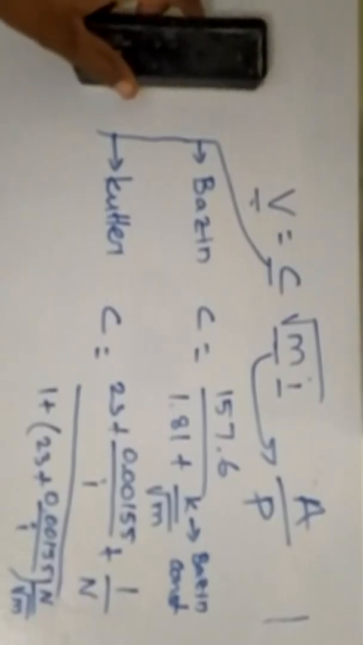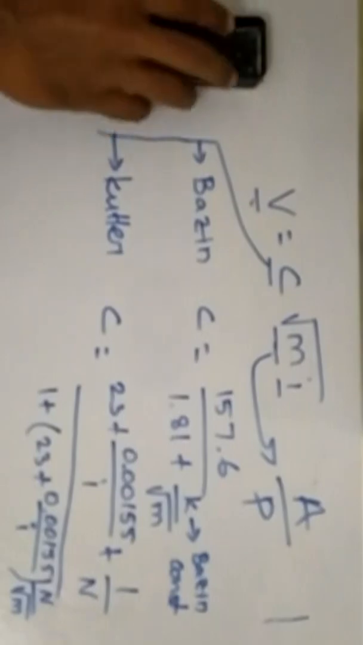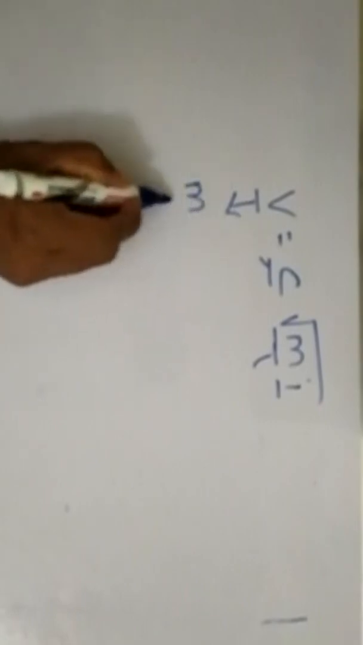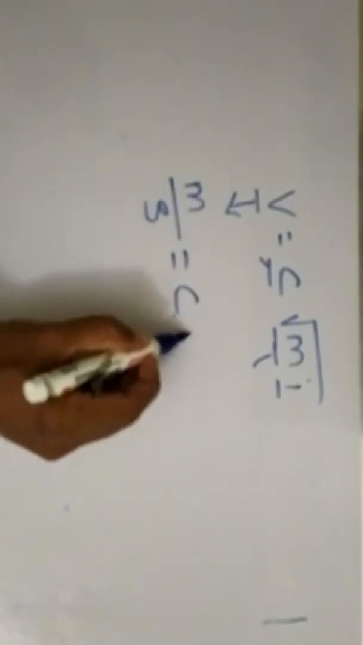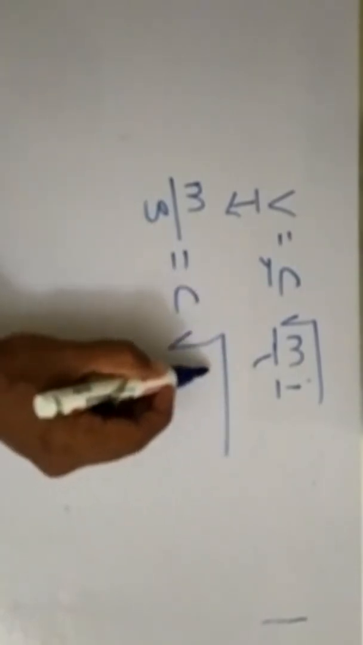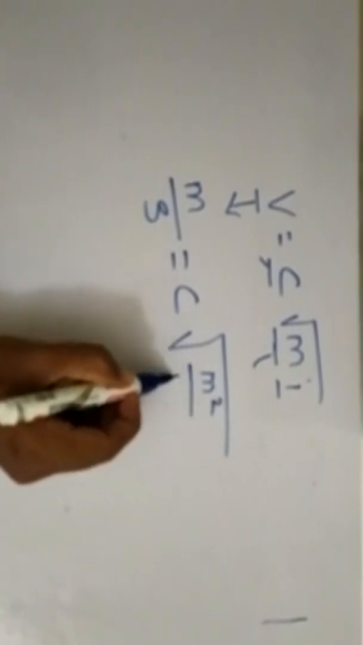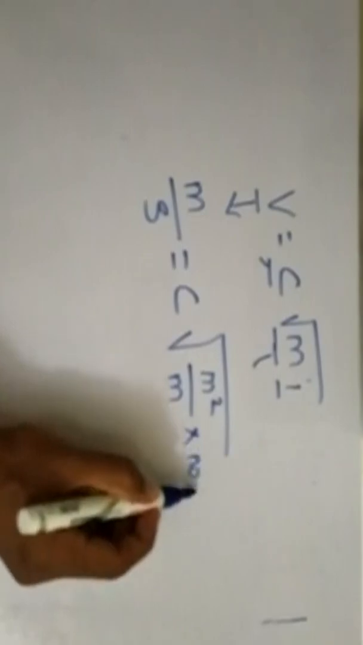Now we will discuss the dimension of Chezy's constant. It is an important 2-mark question in some cases. I know velocity has the unit meter per second. For Chezy's constant, I have to derive it. M is area divided by perimeter. Area's unit is meter square, perimeter's unit is meter, and I has no dimension.